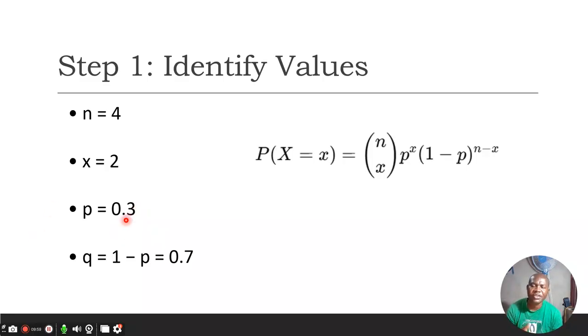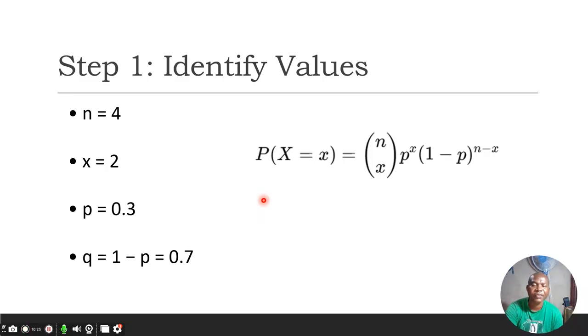If the probability of success is 0.3, then the probability of failure will be what? 0.7. Good. So to calculate the probability of failure, you subtract the probability of success from what? From 1. So that is why our Q in this case is given as 0.7. Great. So going back to the steps again.